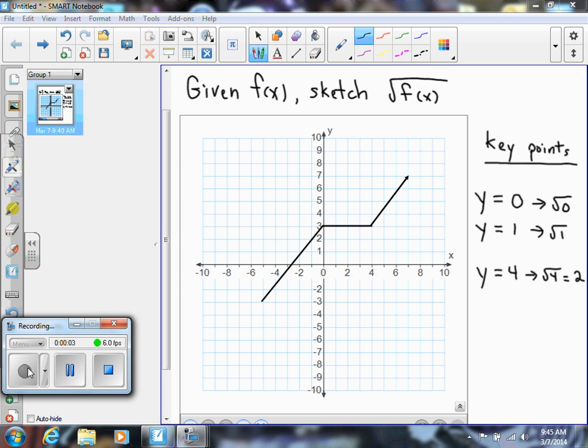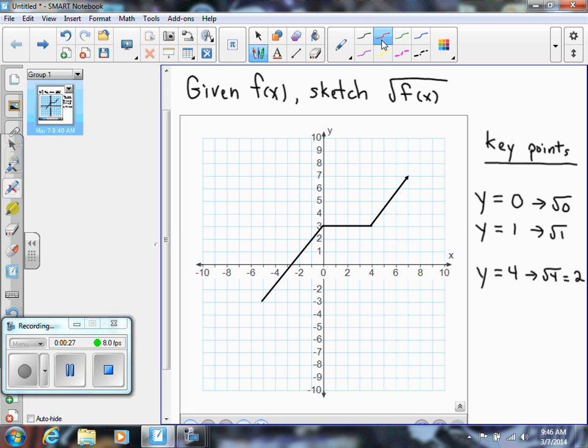Here we have a question from the Pre-Cal 40S. Given a graph f of x, we're asked to sketch the square root of f of x. On the side here, I've listed some key points when you're doing this type of graph. The points 0 and 1 become invariant points because they do not move. The square root of 0 remains 0, and the square root of 1 remains 1.